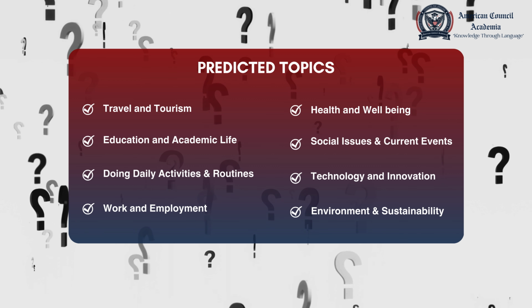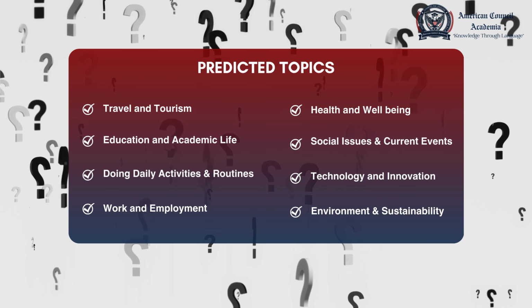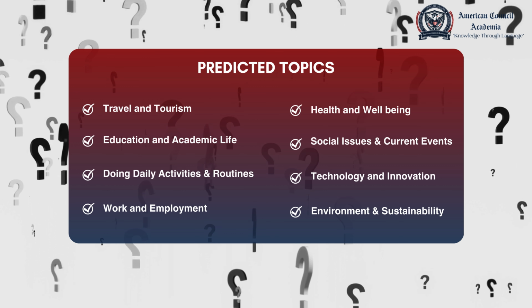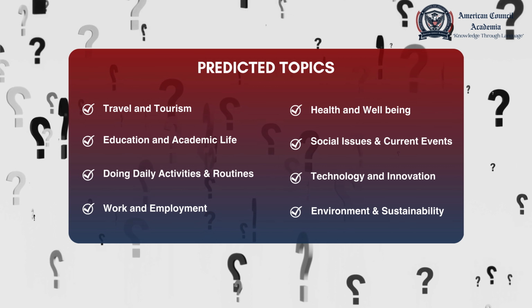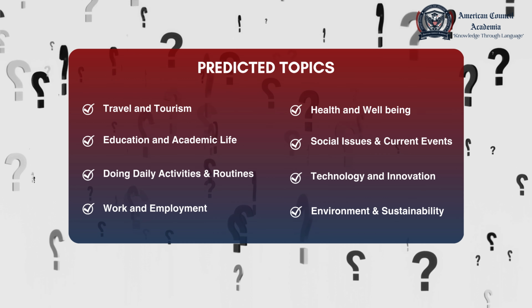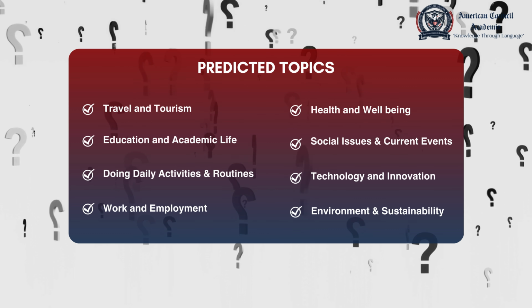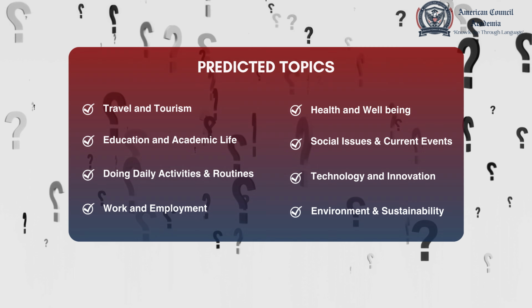Travel and tourism, education and academic life, daily activities and routines, work and employment, health and well-being, social issues and current events, technology and innovation, environment and sustainability, and finally, some pro tips to help you score Band 9.